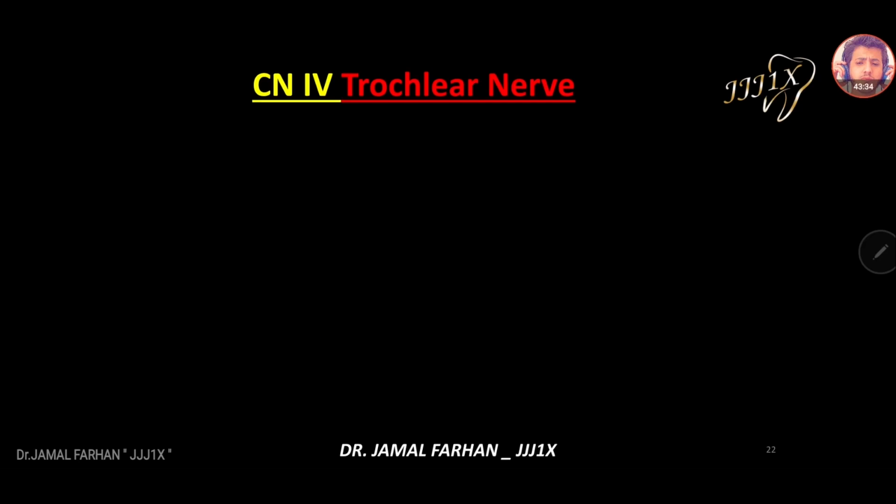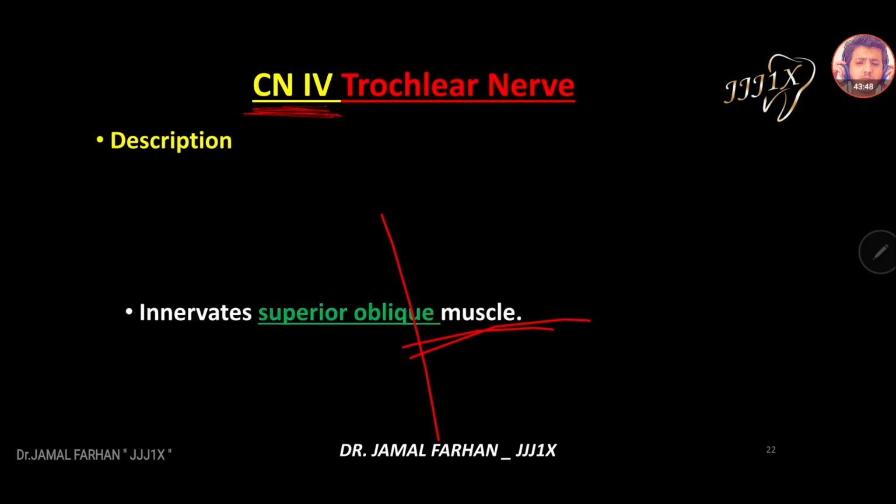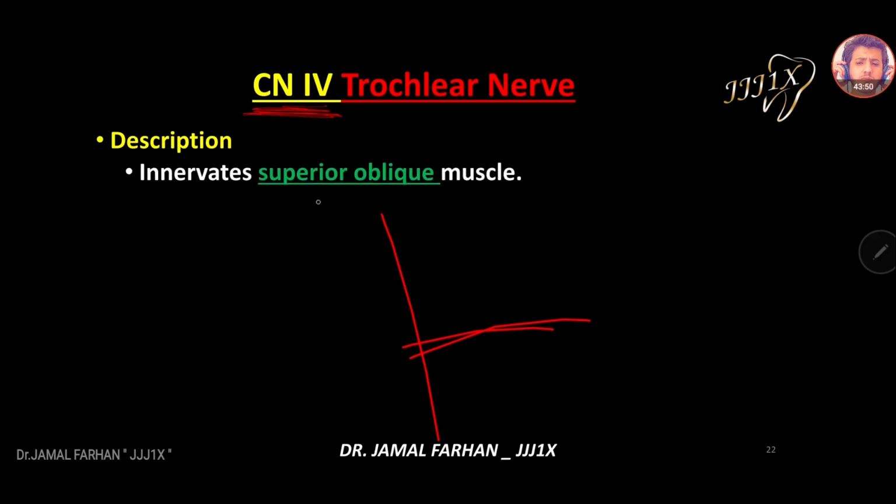Okay, we have the trochlear nerve. Trochlear nerve is nerve number 4. It innervates the superior oblique muscles.